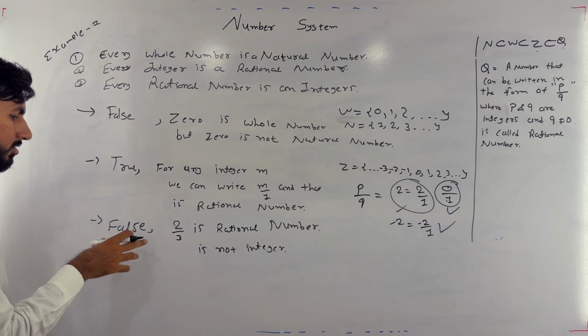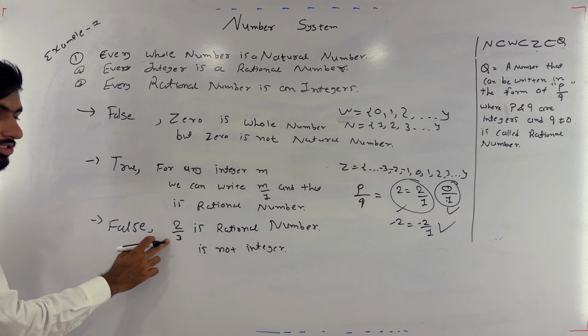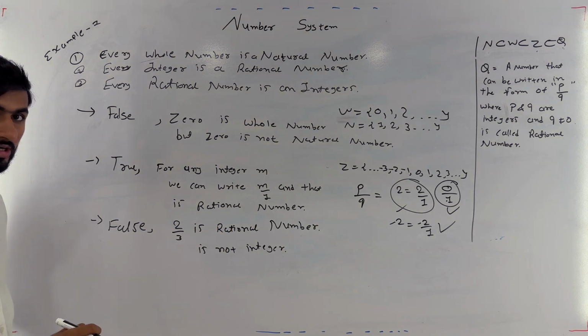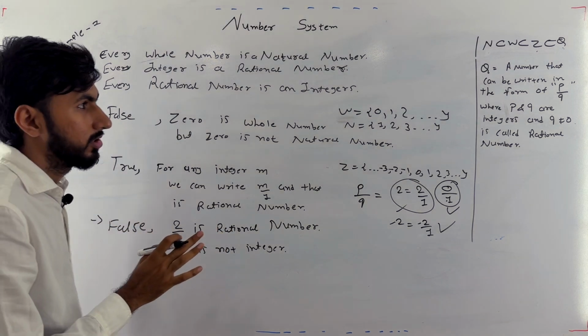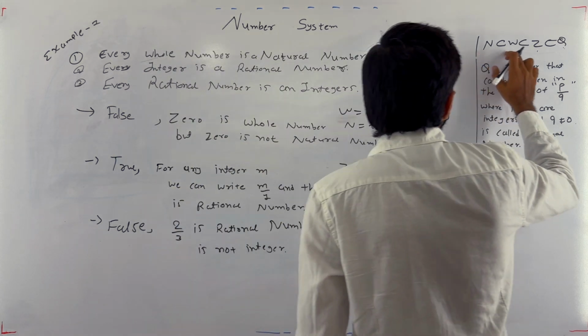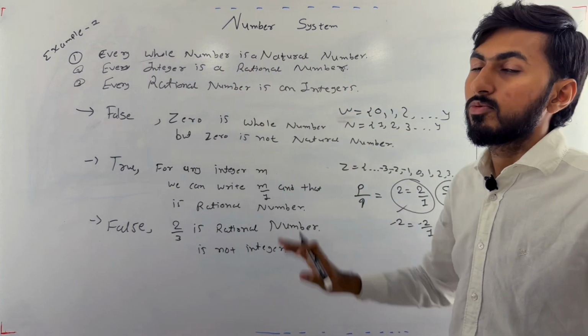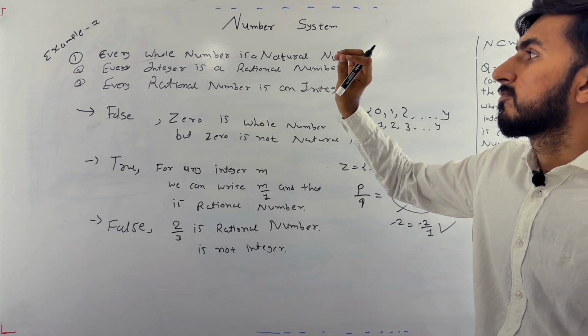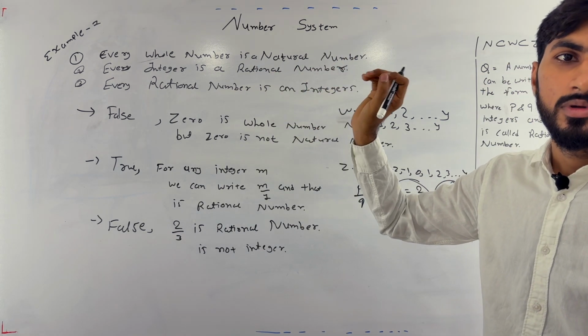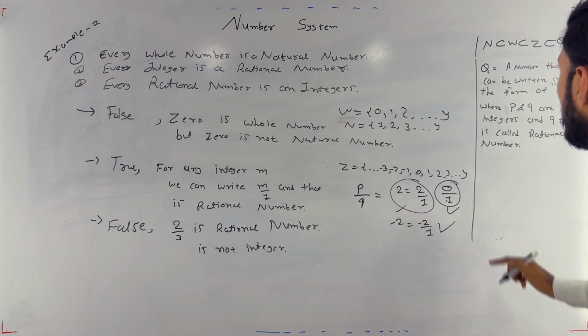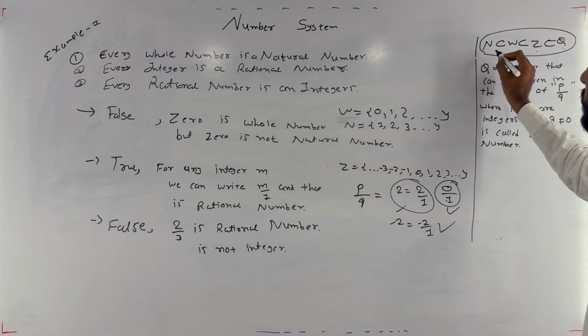So here is our reason. You can give any example that is a rational number but not an integer, right? So this is the simple way, the simple trick. By remembering this, you can answer this type of question. This type of question will come in your exam. It is for sure, right? So it is better for you to remember this.